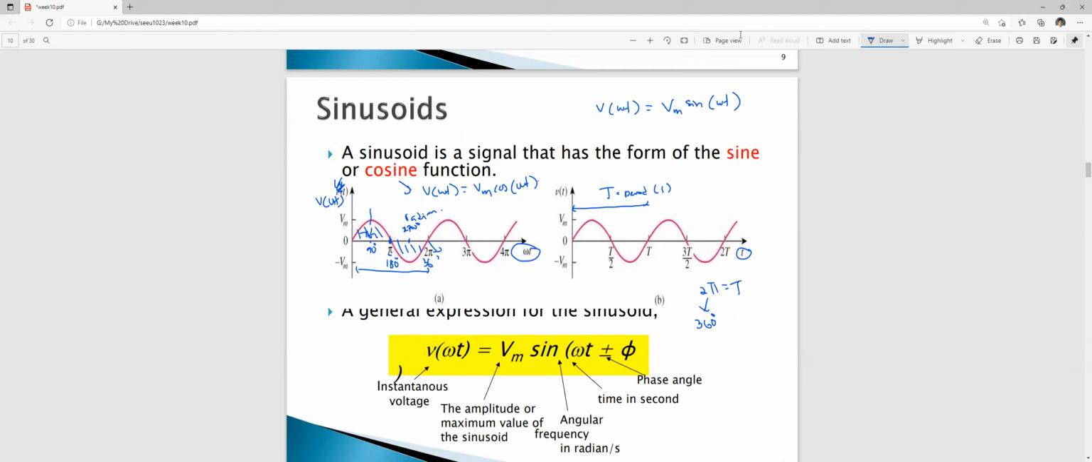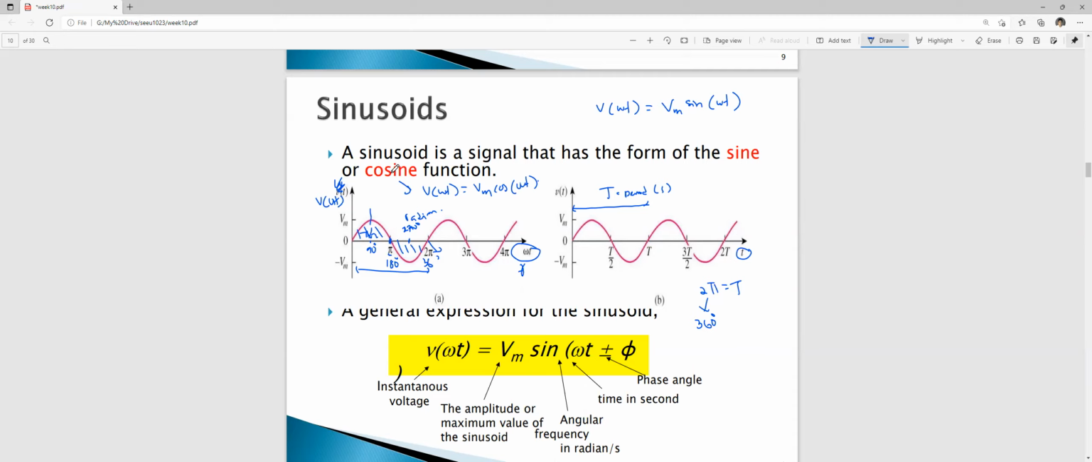The only difference is on the x-axis, because you can sketch the waveform using radian units, angle units in degrees, or time units. So there are three different kinds of sketch that you can use.